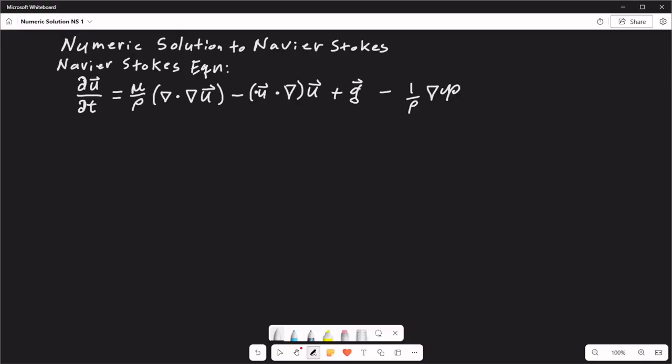And then the advection term, which is the u vector, the velocity, dot product with the gradient operator, then acting on the velocity again, plus g, which is basically the external force term, represents the acceleration due to the external force, and then the final term is the gradient of the pressure.